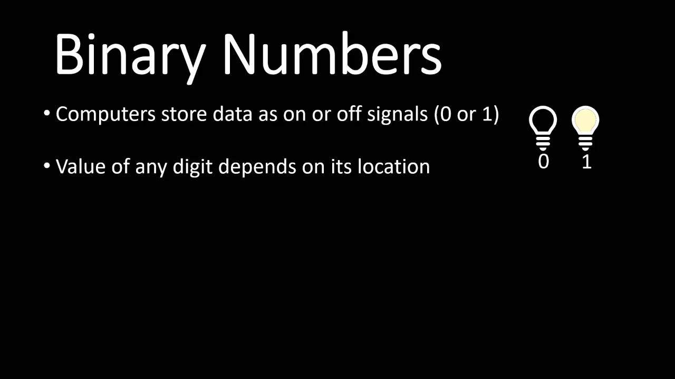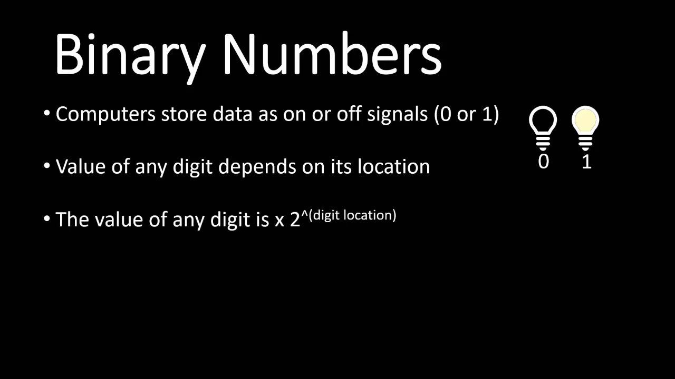Similar to decimal numbers, the value of the digit depends on its location. So if the bulb is here, it has a different value than the bulb which is here, and the exact value depends on the exact location of this bulb compared to the whole number. And if we apply the same formula that we use in decimal numbers, it is exactly the same. So the value of any number equals the number times 2 to the power of the digit location for this number.